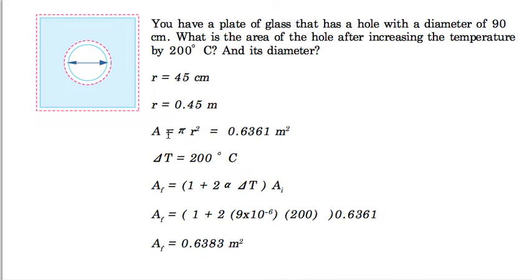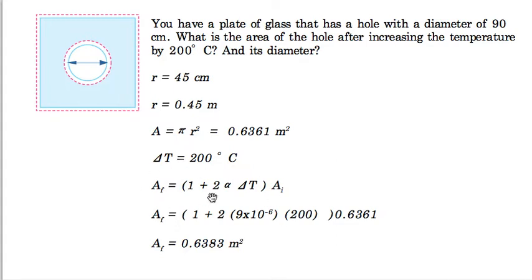Now we're ready to change that to area. So you do pi times radius squared. The radius is going to be 0.45. You got to square it, then multiply by pi, and we get this amount in square meters. The delta T is 200 degrees Celsius. So that's the change of temperature. We can use this equation. And I placed the A_i at the end, but it's the same as the previous equations.